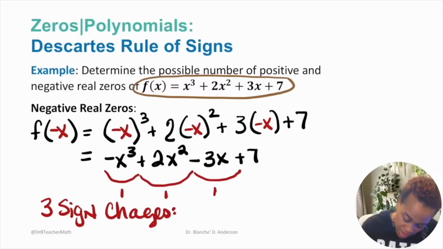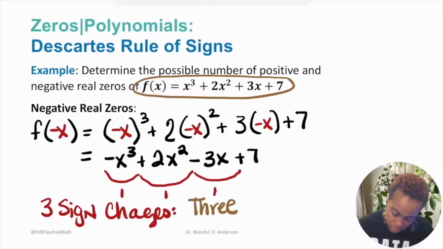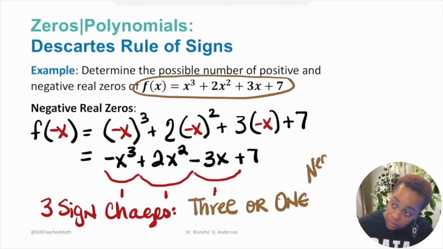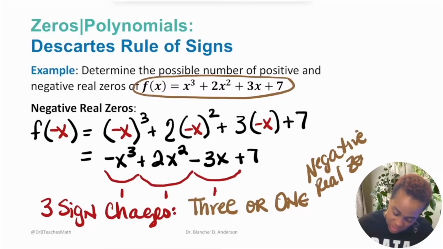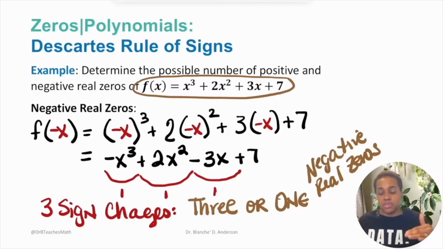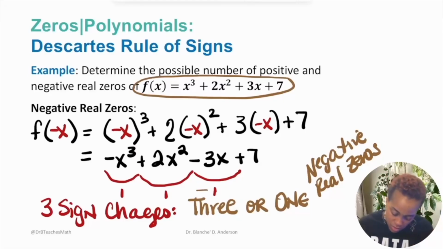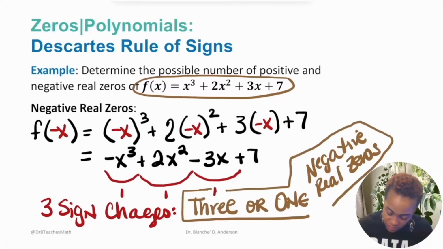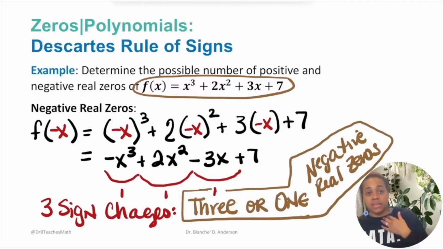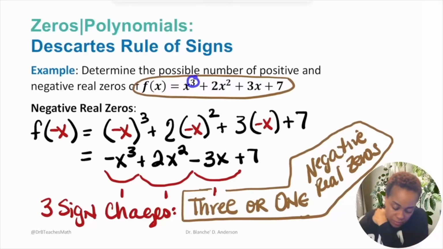So that means we have 3, subtract 2, 1 negative real zeros. So we have no positive. We could have 3 or 1 negative. If we have 1 negative real zero, we still need 3 more, right? We still need 3 more. So the other 2 are probably imaginary.